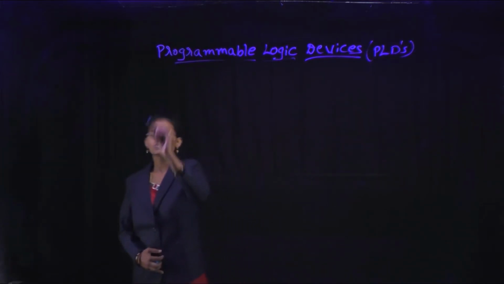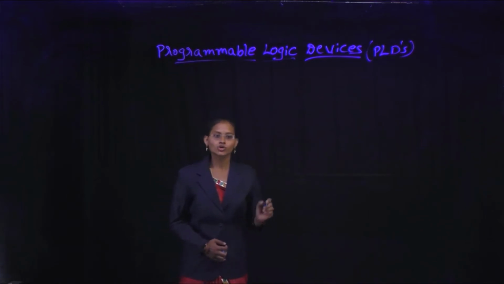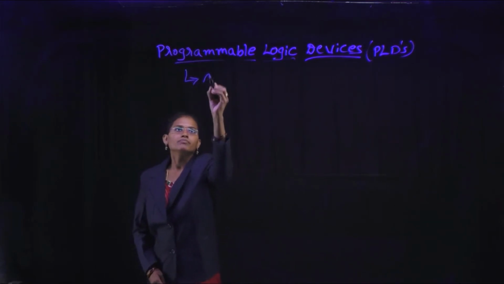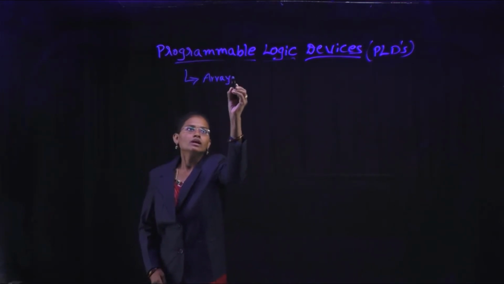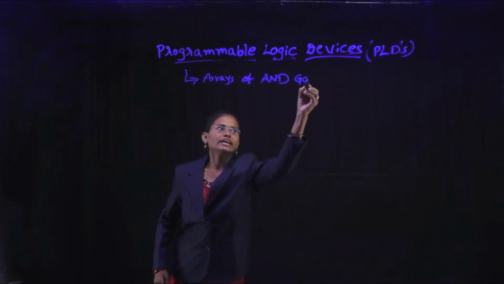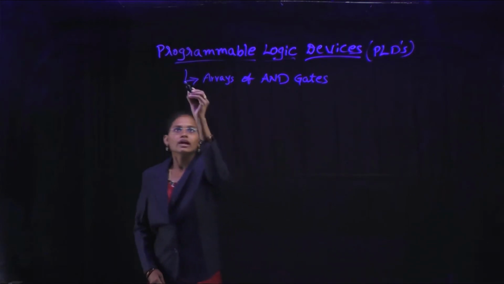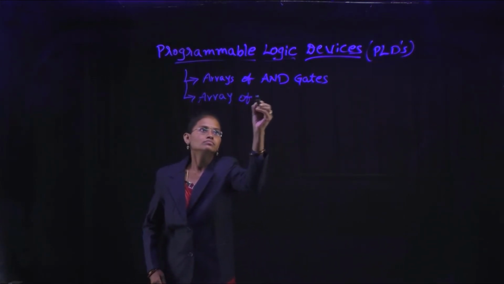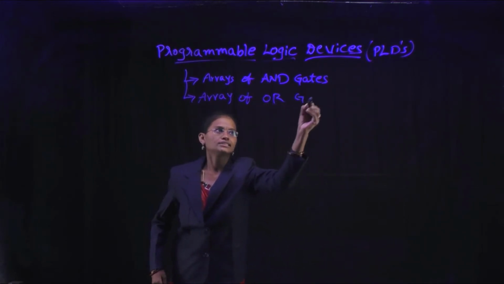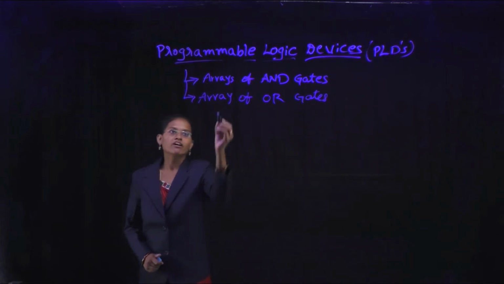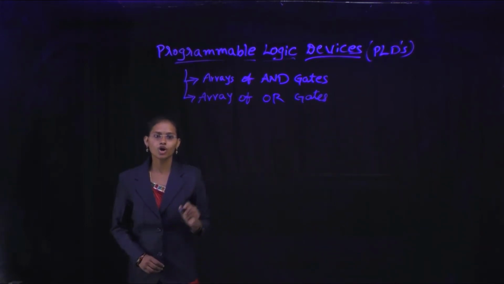What is an array? An array is a group of logic gates. In PLDs we are using arrays of AND gates and arrays of OR gates. Arrays of AND gates and OR gates. What is an array? An array is a group of logic gates.